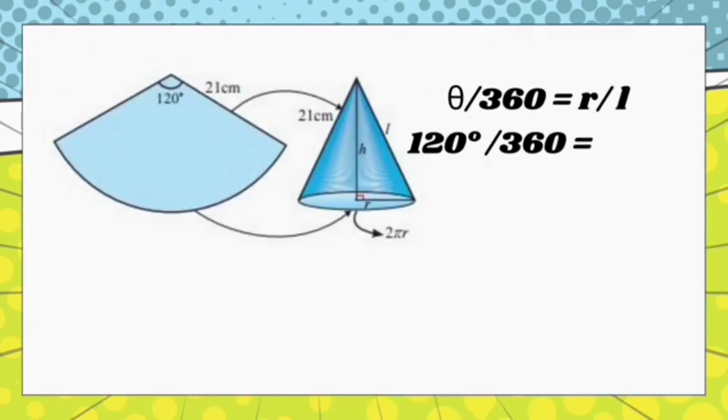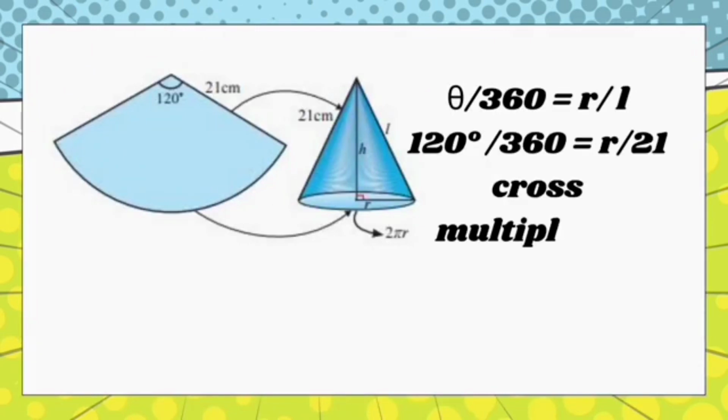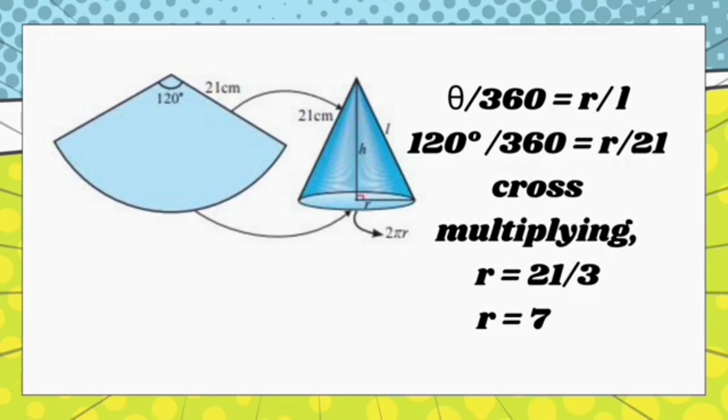From the solution, the angle of the sector theta divided by 360 degrees is equal to the base radius of the cone r divided by the slant height of the cone l. Applying this formula, the base radius of the cone becomes 7 centimeters.